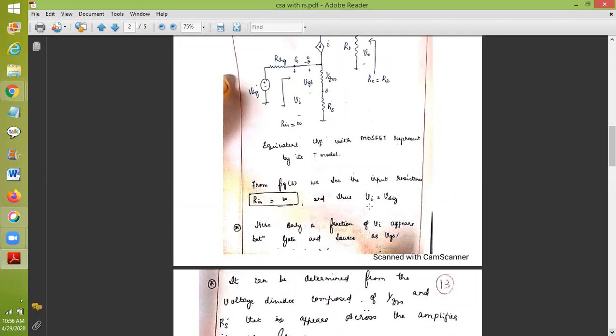So when Rg is very, very high or infinity, Vi will be equal to V signal. Why? Because, as I have shown clearly, the current here is 0. Therefore V signal is equal to Vi. Okay, very, very, very important. So what happens? See, you have the resistance 1 divided by Gm.